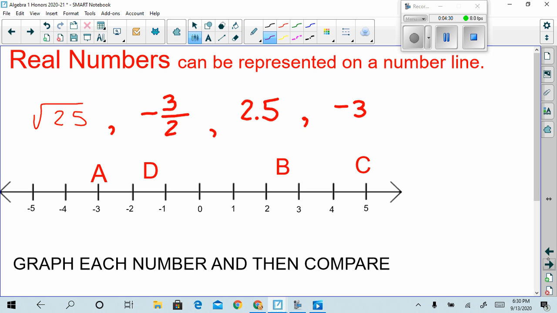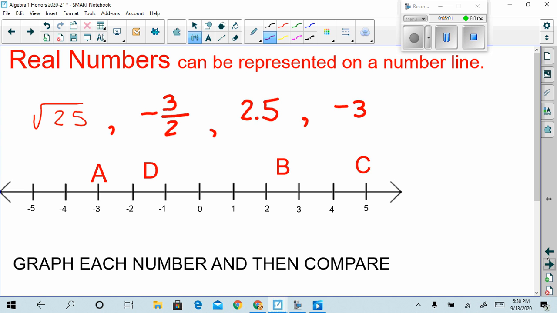We can graph or plot them by using solid circles to show their place on the number line. I have 4 different numbers: square root of 25, -3/2, 2 5/10, and -3. If I were to graph these on the number line, well, the square root of 25, now that is a radical, and some radicals are rational and some are irrational.